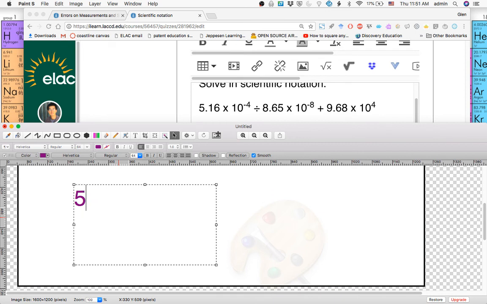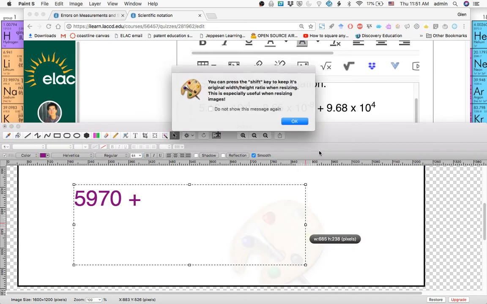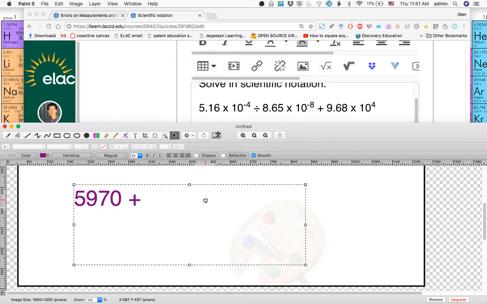It was 5,965 point something something something. So you need to round this to three significant figures, and there they are, three significant figures. So what we're looking at here for the addition problem is this number plus this number. Now what's this? This is 96,800.